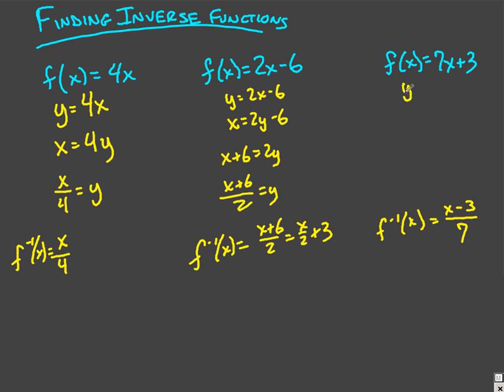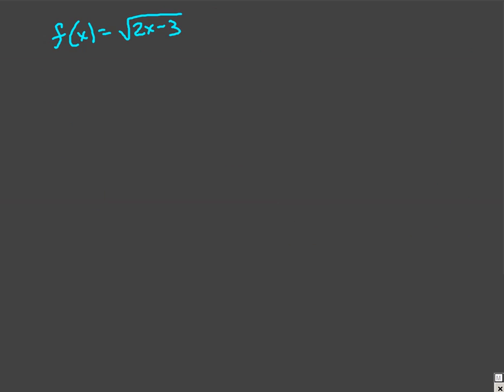And you can check that. If it was y equals 7x plus 3, you switch it: x equals 7y plus 3. And from there, x minus 3 equals 7y, divide by 7. x minus 3 over 7 equals y. We get the same thing either way. So let's take a look at another more complex one that we can look at.